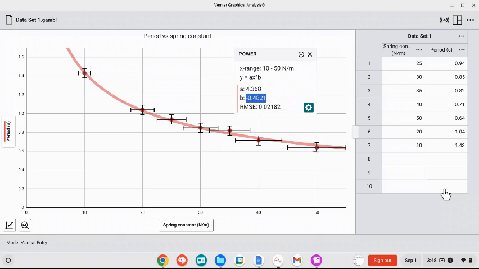So we've just learned two things: that the period is now going to be inversely proportional, because that negative means inverse or on the bottom. And then the square root is represented by that 0.5, 0.48. That is going to be what power we take our spring constant to.